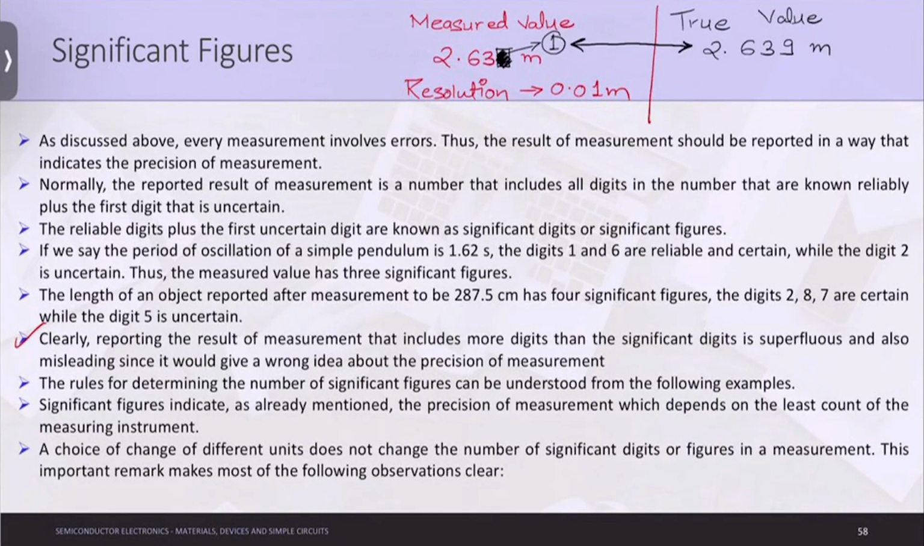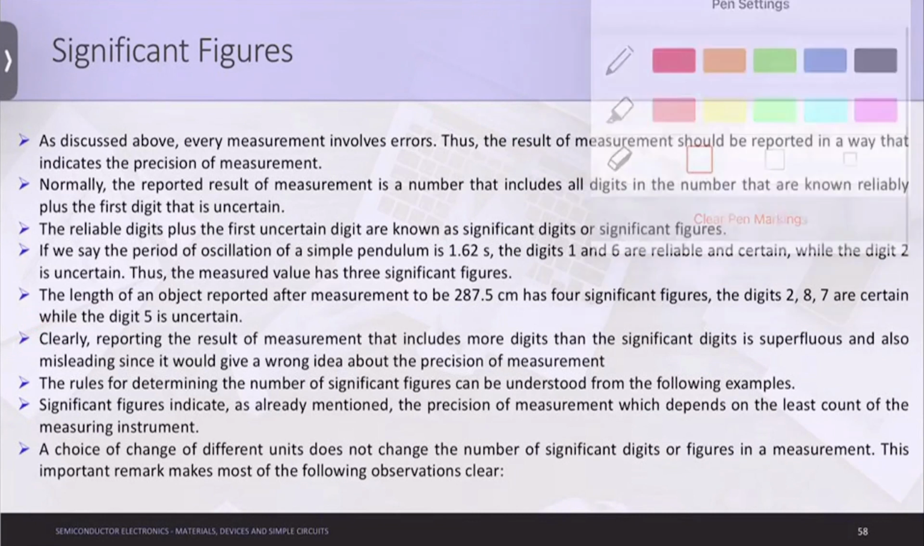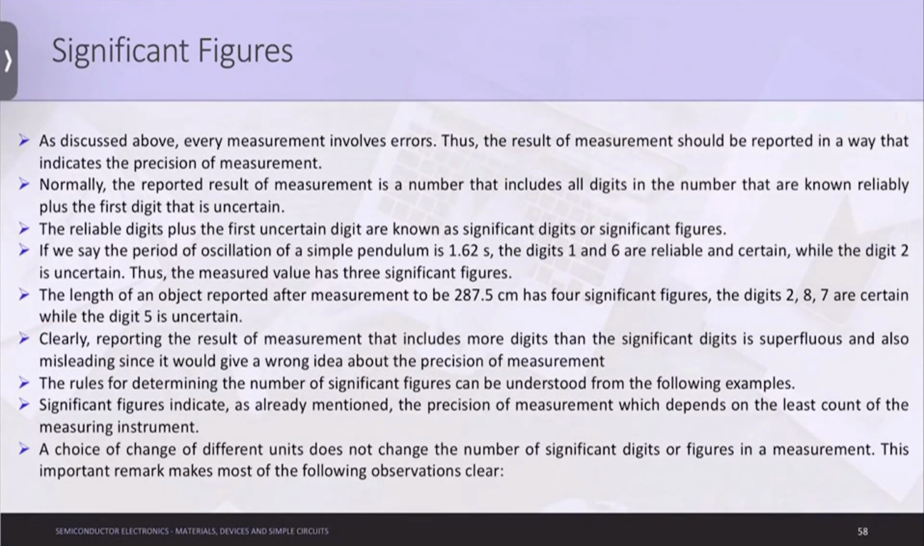The next point states that the rules for determining the number of significant figures can be understood from the following example. Okay, so let us look over the example. Significant figures indicate, as already mentioned, the precision of measurement, which depends on the least count of the measuring instrument. I think I have explained this concept several times, that the resolution of the instrument is basically the least count of the measurement. So significant figures can be predicted based upon the least count, if the least count of the devices given to us is known. Okay, let's move on then.